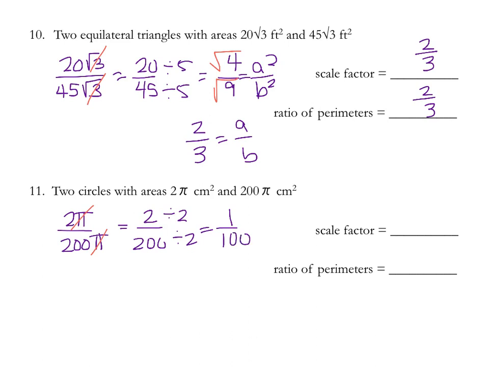That's the ratio of the areas. That's the squared versions. I need to unsquare them. We have to take the square root. We get 1 over 10 is the scale factor, and 1 over 10 is also the ratio of the perimeters, because those will always be the same.